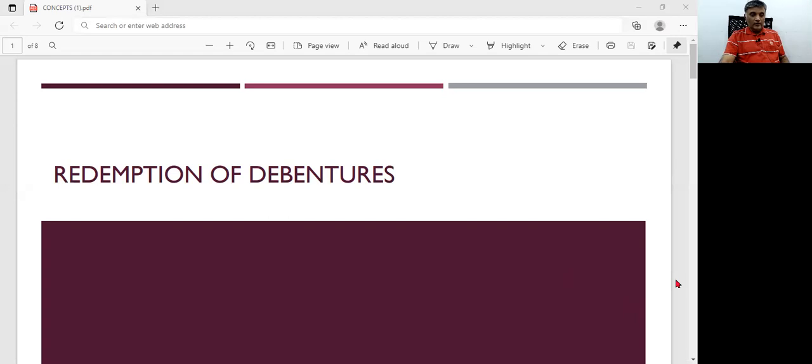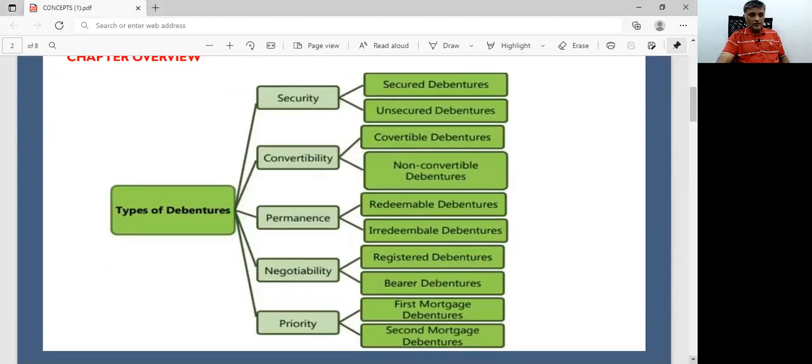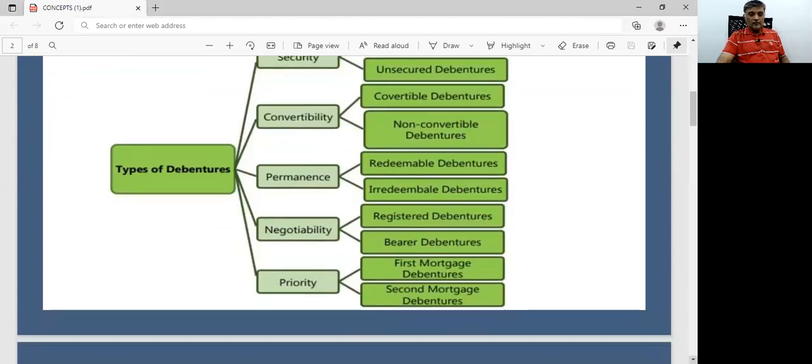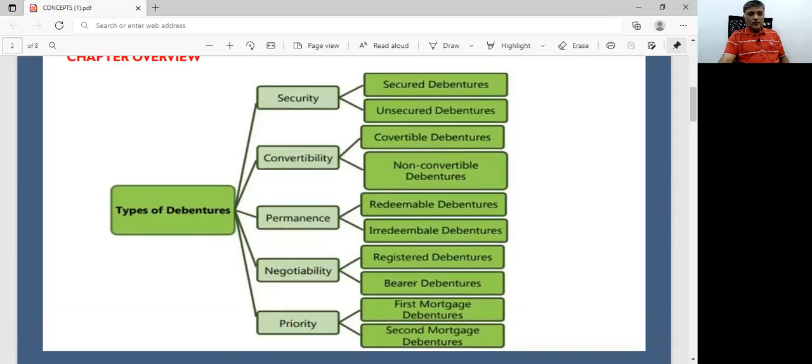Now, if you look at the types of debentures, just an overview, you can classify debentures based on security, convertibility, permanence, negotiability, and priority. When I talk about security, debentures can be of two types: secured debentures and unsecured debentures. When I talk about convertibility, debentures can be convertible or non-convertible. When I say convertible, they are convertible into equity share capital. When I say non-convertible, they are not convertible.